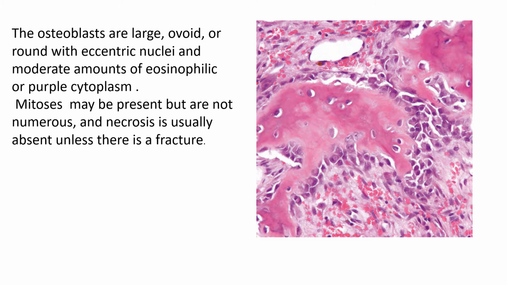This is another closer view of the trabeculae to show osteoblastic rimming. Here we can see the osteoblasts rimming the trabeculae. These osteoblasts are large, round to ovoid in shape with eccentrically placed nucleus and moderate to abundant eosinophilic cytoplasm. There may be mitosis which may not be numerous, and necrosis is usually absent unless there is a fracture.